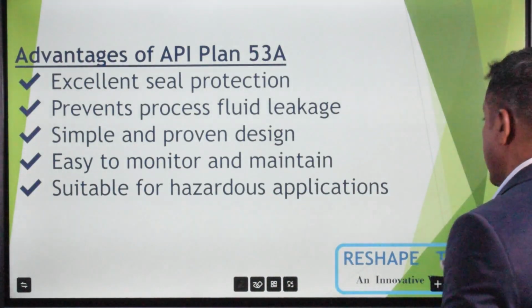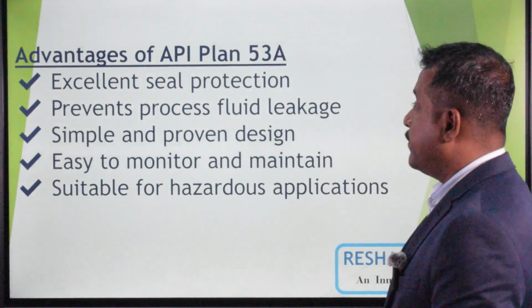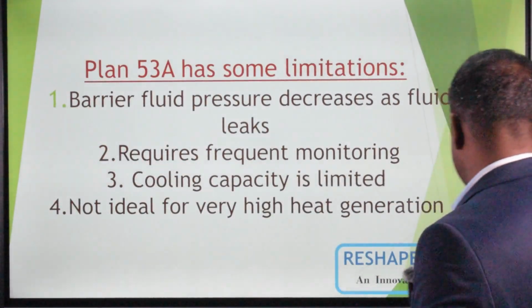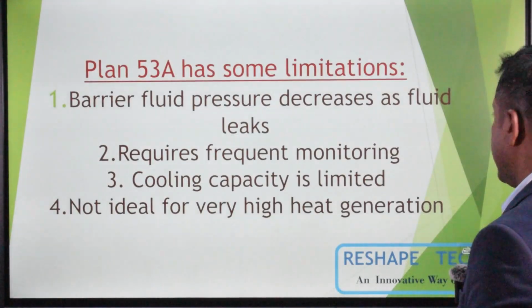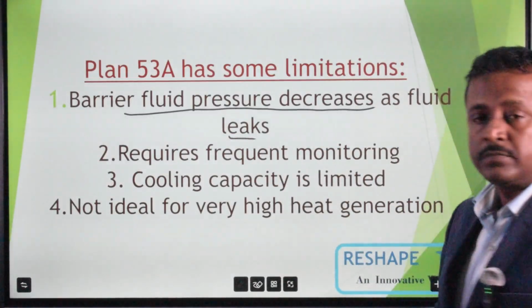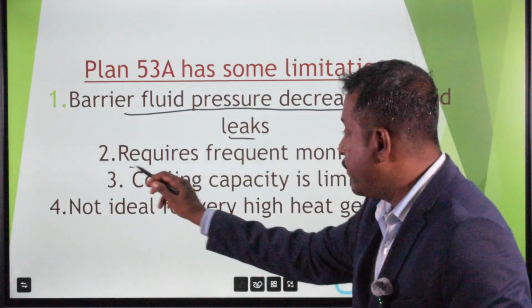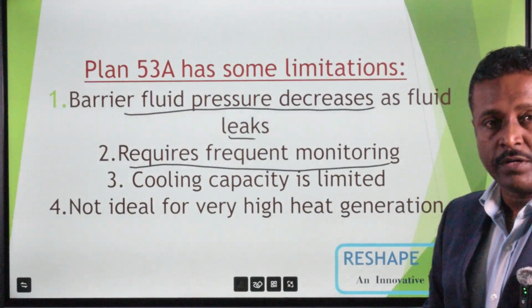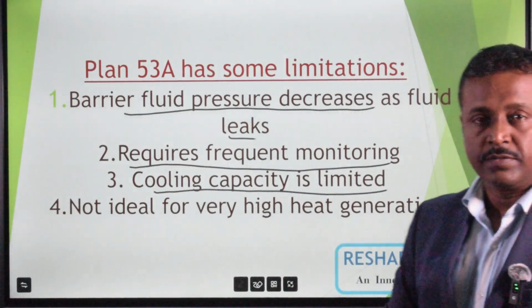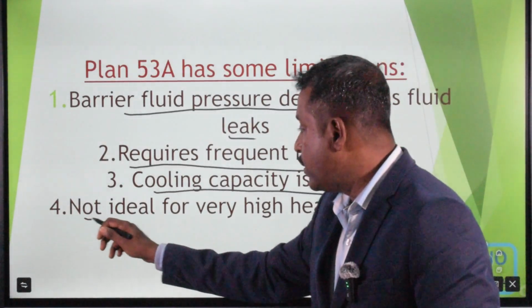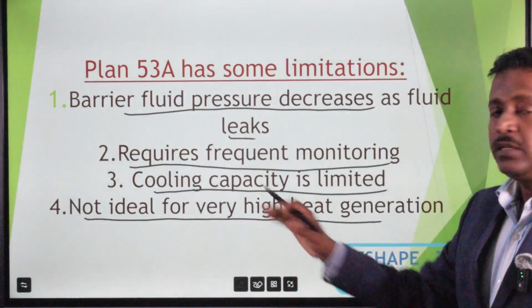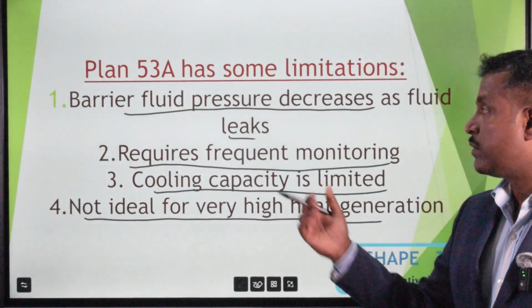In spite of a lot of advantages, some limitations also are there. The first limitation is that the barrier liquid pressure decreases when the seal starts to leak. Frequent monitoring is required for this particular seal flushing plan. Cooling capacity is limited and not ideal for very high heat generation. Those are the main limitations for this particular plan.